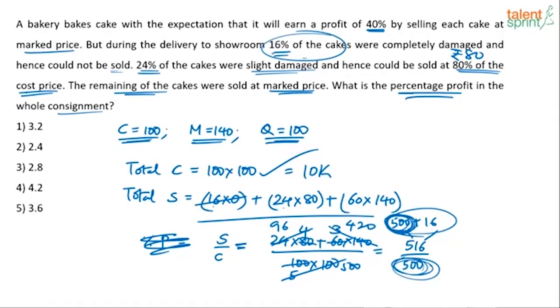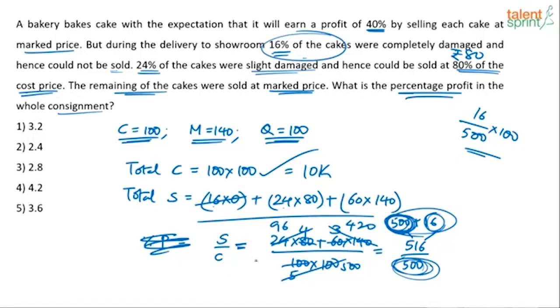Yes or no? In 516, 500 represents the cost price, and 16 represents the profit. 16 rupees on how much? 500 rupees. 16 rupees is the profit on 500 rupees. 1% is 5 rupees. 3% will be 15 rupees. This is 3.2 percentage. You understand? Basically 16 into 100 by 500, profit by cost price into 100.